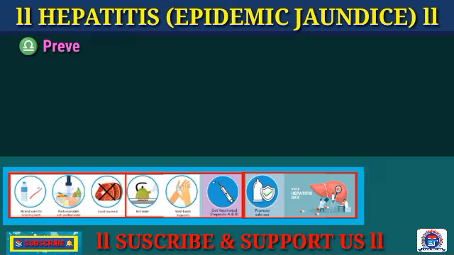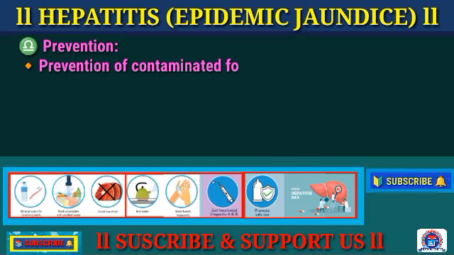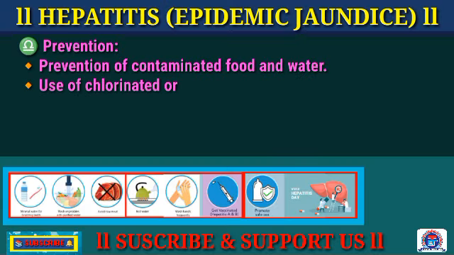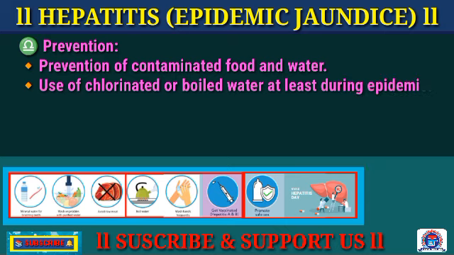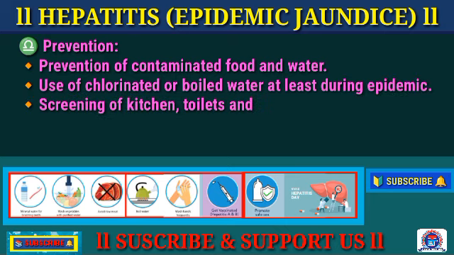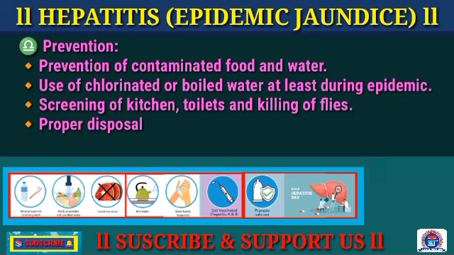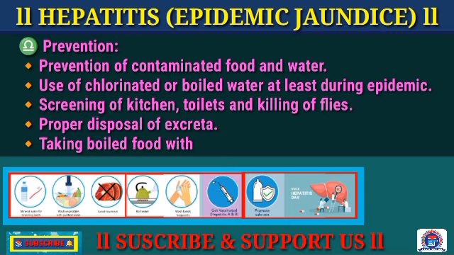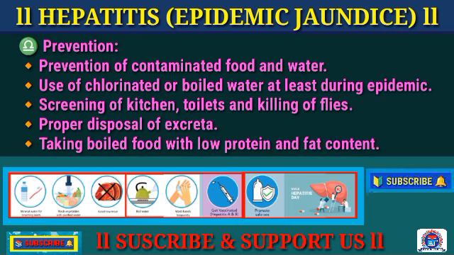Right? Prevention. Prevention of contaminated food and water. Use of chlorinated or boiled water at least during the epidemic. Screening of kitchen, toilet, and killing of flies. Proper disposal of excreta. Taking boiled food with low protein and fat content. Right?